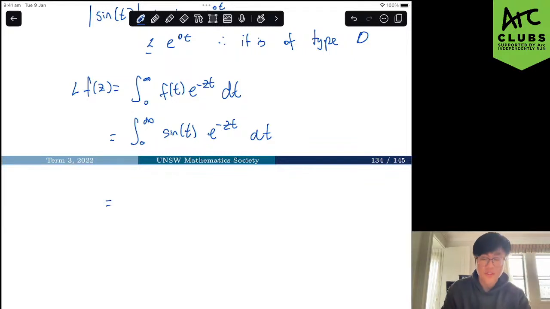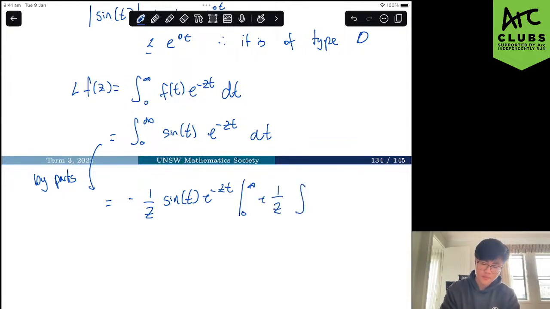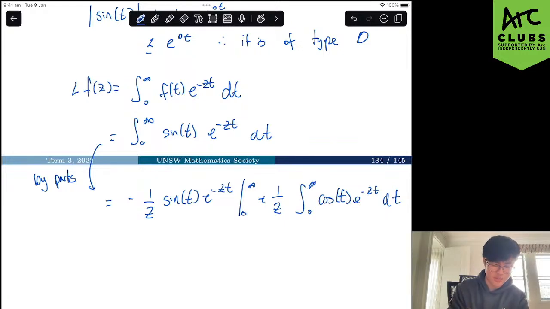Next is using integration by parts, I guess. So that's minus 1 over z sine t e to the minus zt from 0 to infinity. So this is here by parts. Plus 1 over z integral from 0 to infinity of cosine t e to the minus zt dt. Hopefully you're all fine with me not going step by step for the by parts, but hopefully everyone here is comfortable with that.